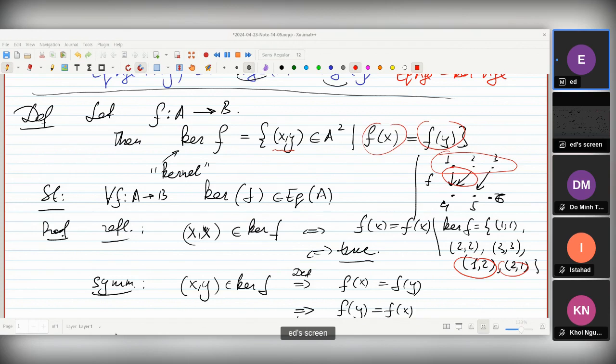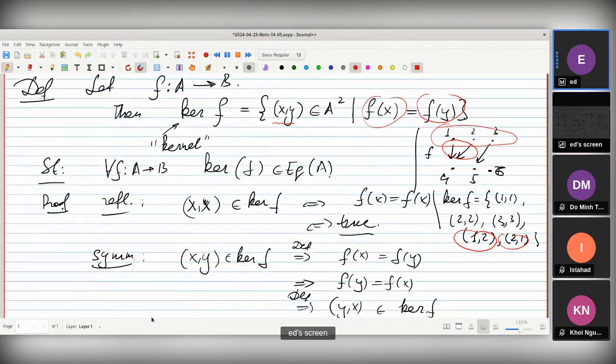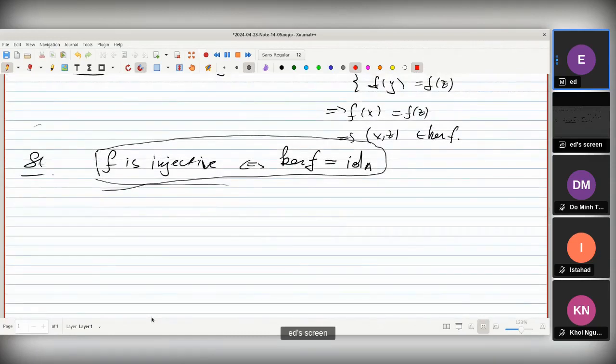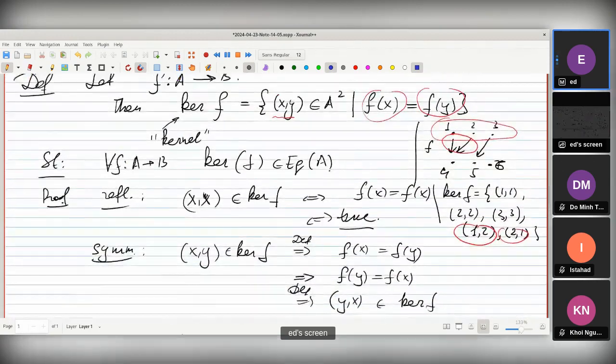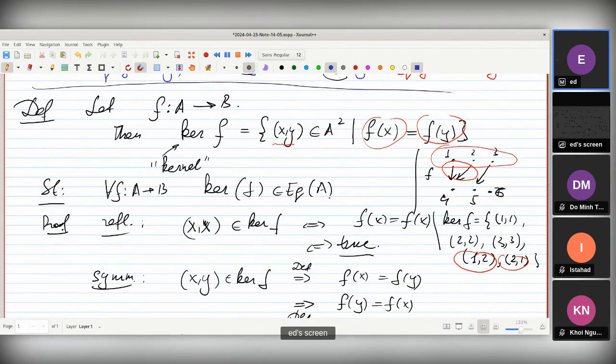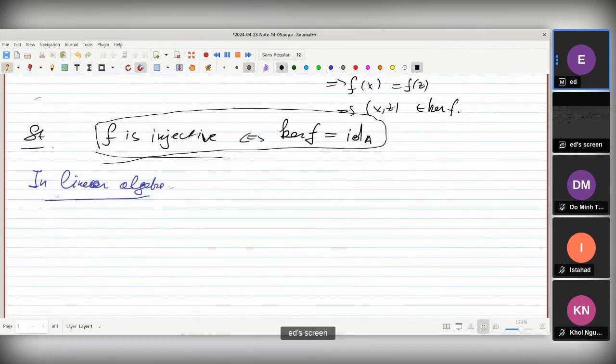Your definition of kernel from linear algebra is something else. Okay, let us compare our kernel with that of linear algebra. But please notice that in linear algebra you require the identity element of B. But here, for arbitrary sets, we have no identity element. What is an identity element? In linear algebra, A and B are linear spaces, or at least groups.